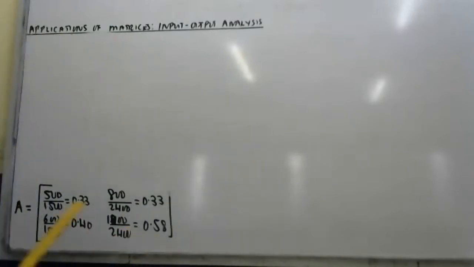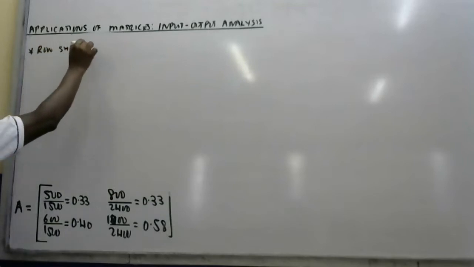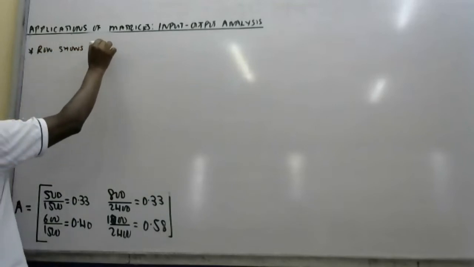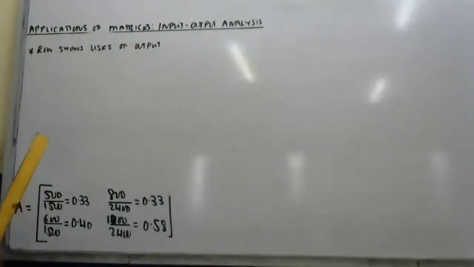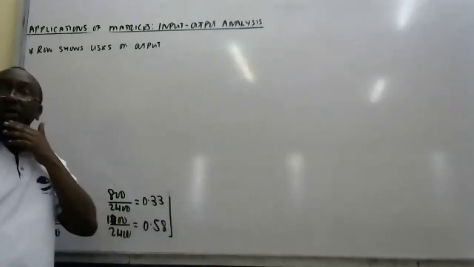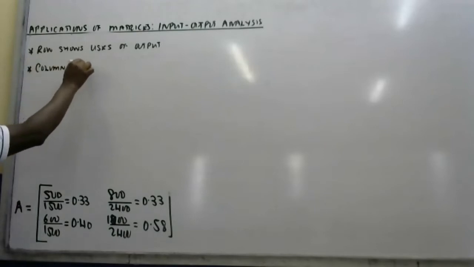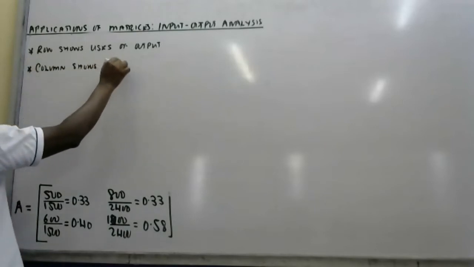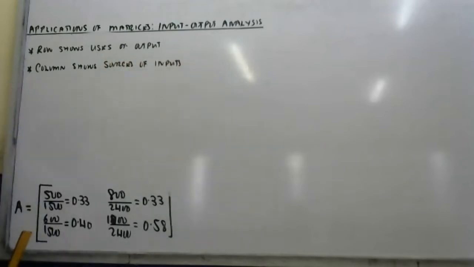Maybe something else that you could modify here or add is that a row shows uses of output. When you're dealing with this matrix, these rows are showing us the uses of output. Then a column shows sources of inputs. Sources of inputs.